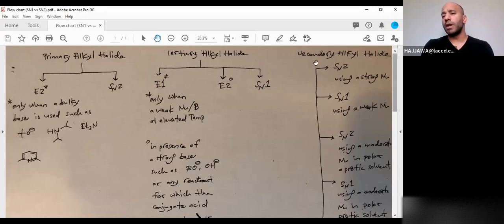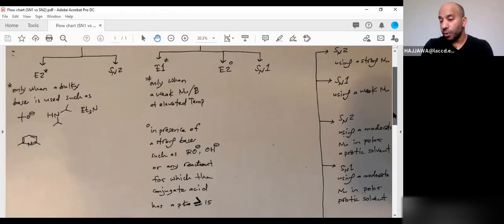What happens if I have a secondary alkyl halide? You cannot do E1. We already know that, just like the primary alkyl halide, but it can go through SN1 or SN2 or E2. And this is very important to keep in mind, that the secondary alkyl halide, in order for it to go through nucleophilic substitution type 2, it has to have a strong nucleophile reacting with it, or a moderate nucleophile with polar aprotic solvents. In order for it to go through SN1, it has to use basically a weak nucleophile or a moderate nucleophile in presence of a polar protic solvent.